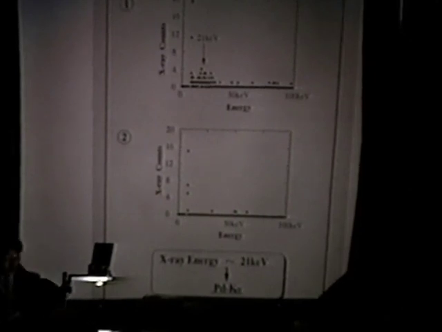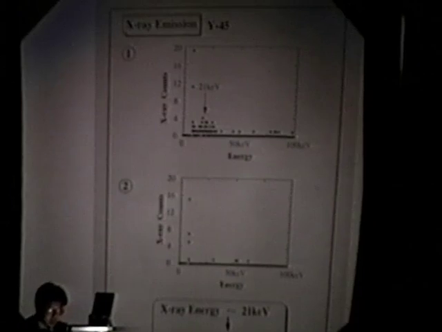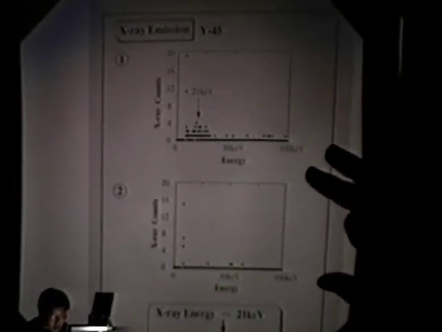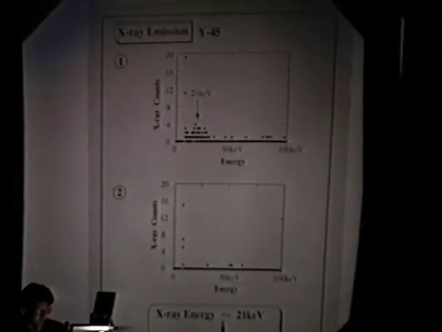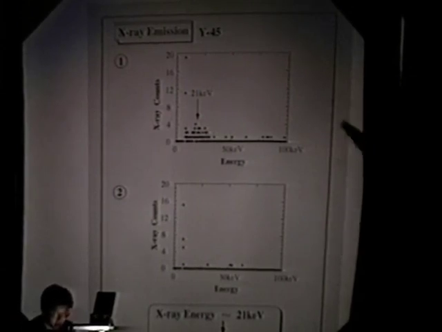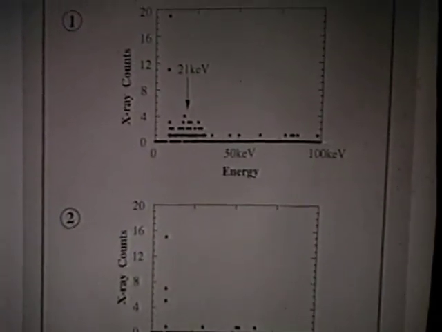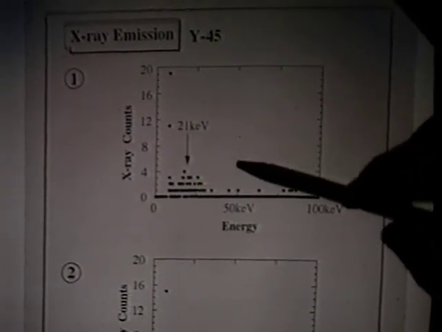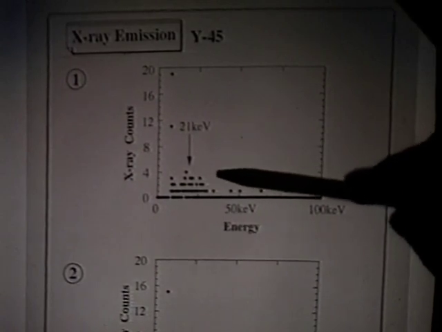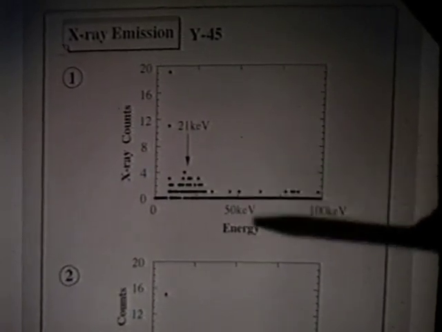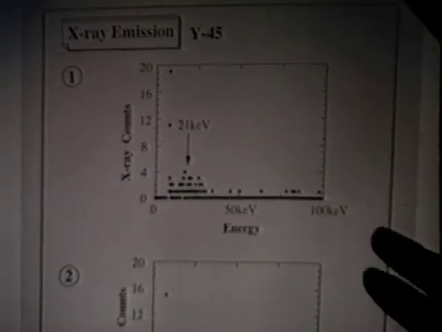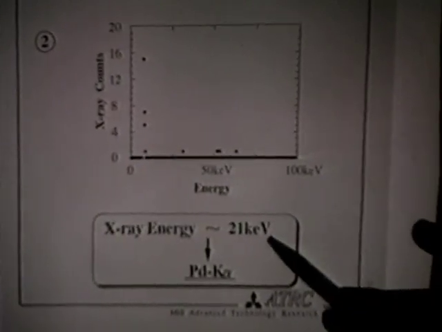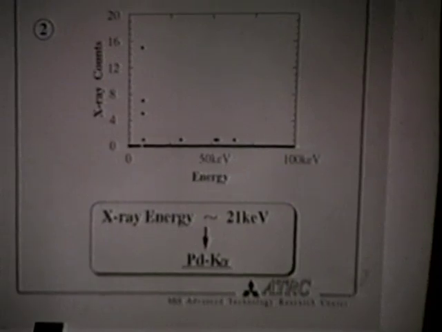These data are obtained for 5 minutes. We see X-rays around 21 kilo electron volts radiated from the deuterated palladium sample. It is considered that the detected X-rays are attributed to the K-alpha characteristic X-ray of palladium.